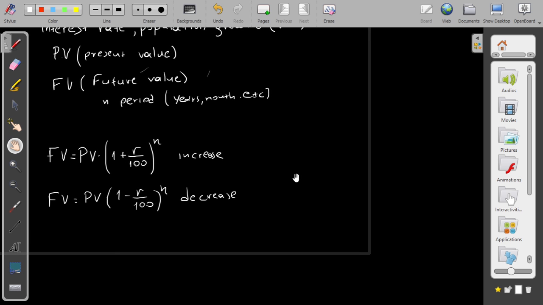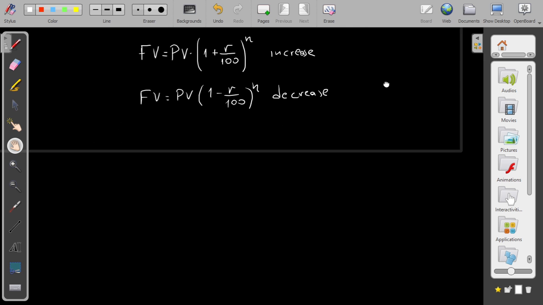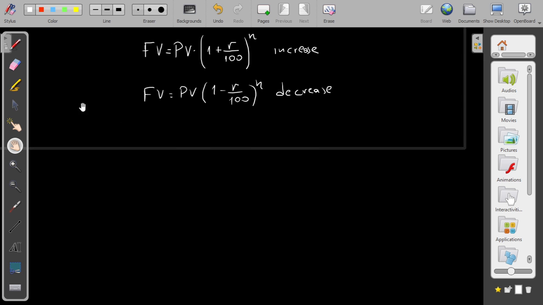Let's see an example here. Let's say that I have an amount of euros that they are being invested. So my amount is 2,000 euros, and it's being invested 8% annually. What will be the amount after 10 years, let's say?